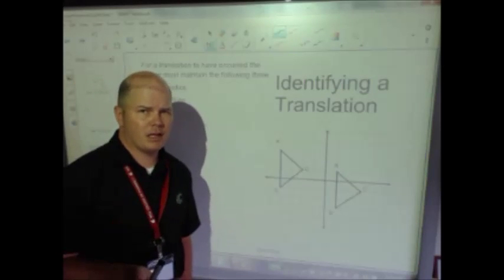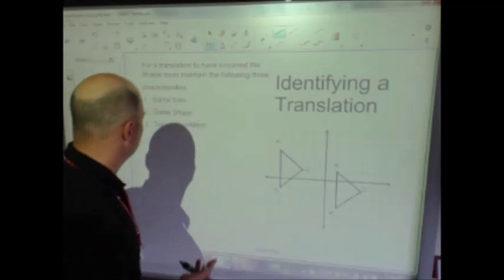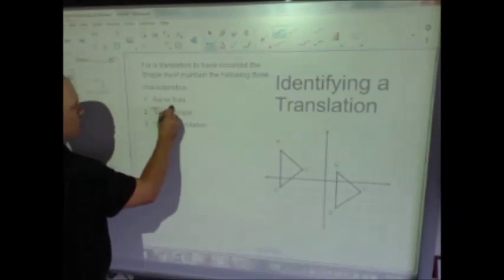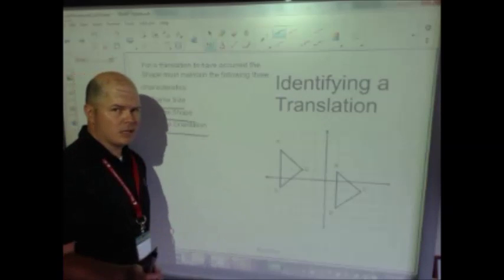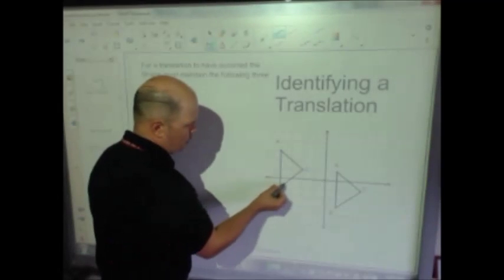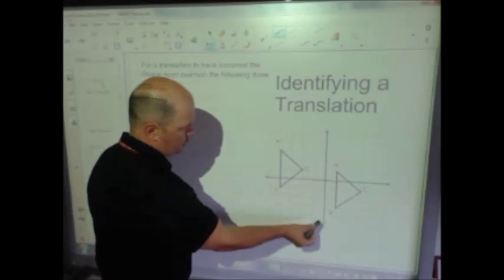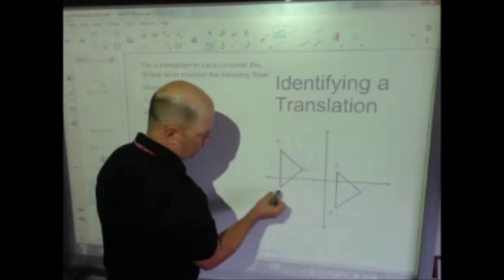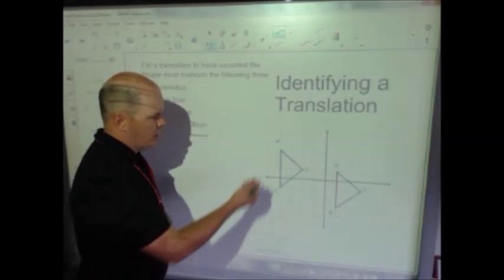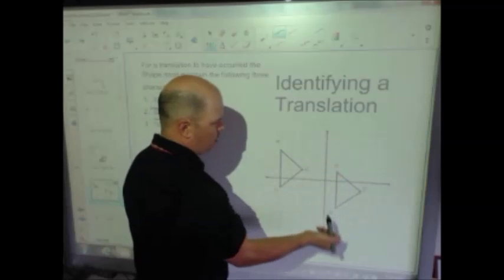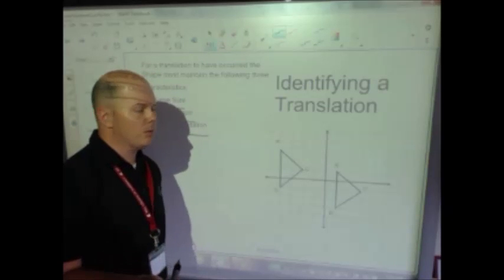The other thing you might be asked to do is, how do you identify if a translation's occurred? Well, 3 things have to happen for a translation to occur. It has to have the same size, the same shape, and the same orientation. The same size is obviously these are all going to be the same. As you can see, this is 4 units down, that's 4 units down. If we actually measured these guys, you'd find out that they were exactly the same. So from triangle ABC to triangle A prime, B prime, C prime, you can see that they have the same size. So it looks like it's probably a translation.